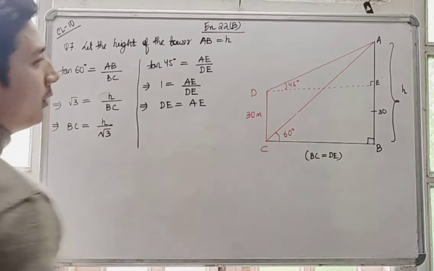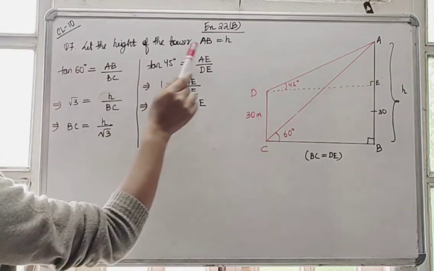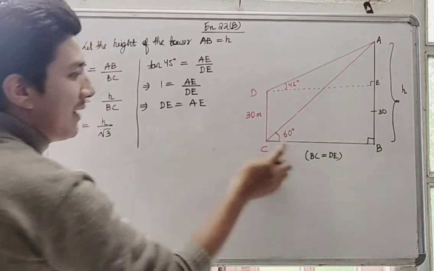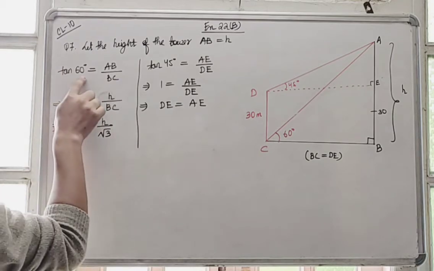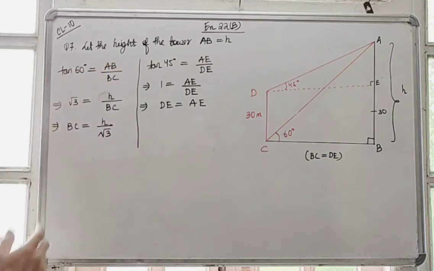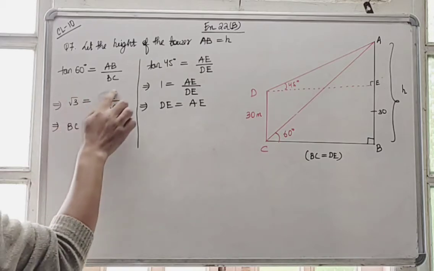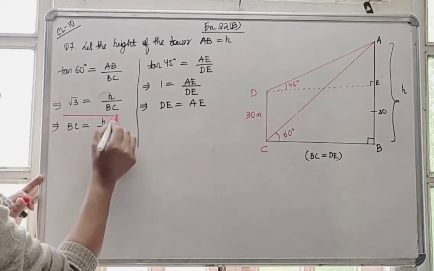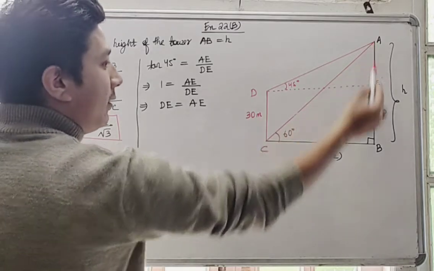Now let's continue. According to the assumption, let the height of the tower AB be H. Therefore I'm getting two right angle triangles. One is ABC. In this right angle triangle ABC, tan 60 degrees is AB by BC. Now we know AB is H, and tan 60 degrees is root 3. So root 3 equals H by BC, and from here I'll get BC equals H by root 3. So this is from the bigger right angle triangle ABC.